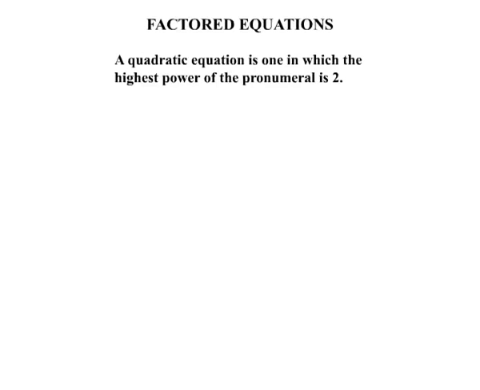Now in this lesson we look at doing some factored equations. Now a quadratic equation is one in which the highest power of the pronumeral is 2. So these are all examples of quadratic equations where the first one, you can see the highest power is x squared. The next one, again, the highest power is to the power of 2. And the next one there, 2x squared, the highest power there is to the power of 2 again. So all of those are examples of quadratic equations.